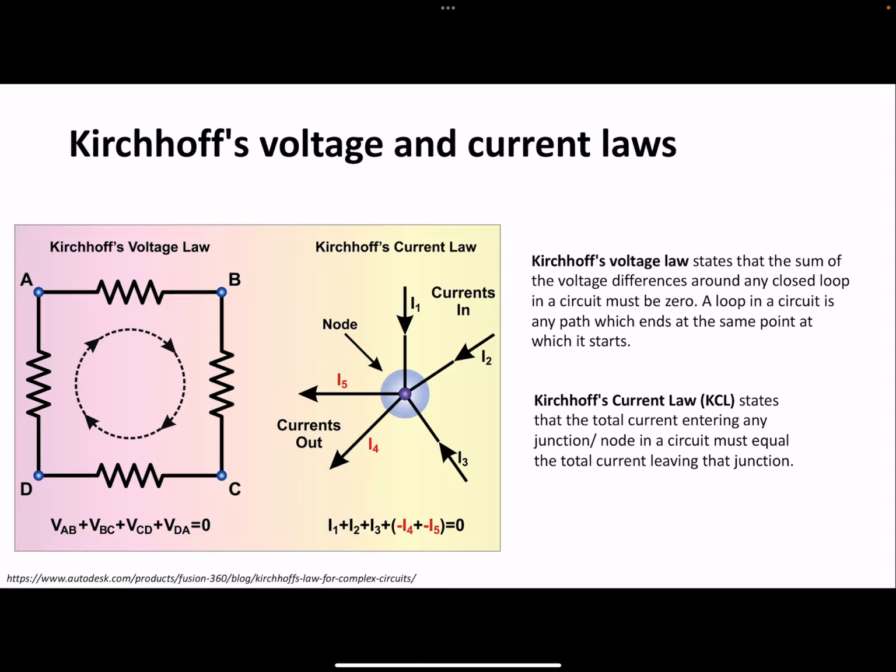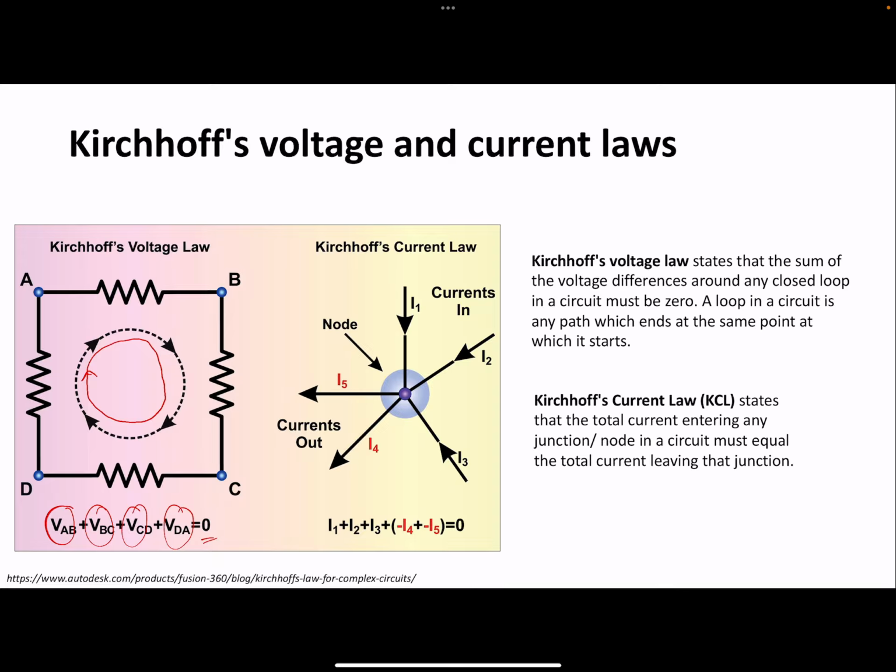Kirchhoff's voltage law states that the summation of all the voltages in a closed loop should equal 0. In this example, we just have 4 resistors connected, and there is a voltage drop across all the resistors, so the voltage drops across all the resistors sum to 0. In the next slide, I'm going to have another circuit with multiple resistors and a voltage source, so things will become more clear there.